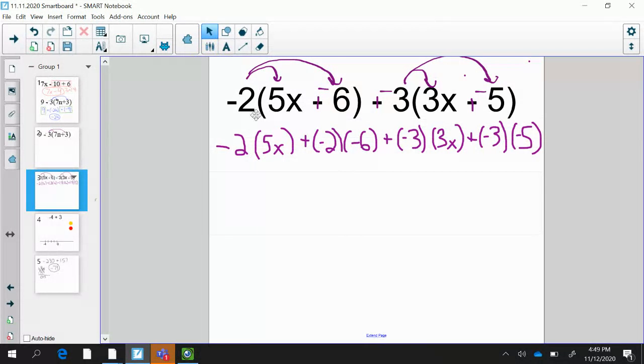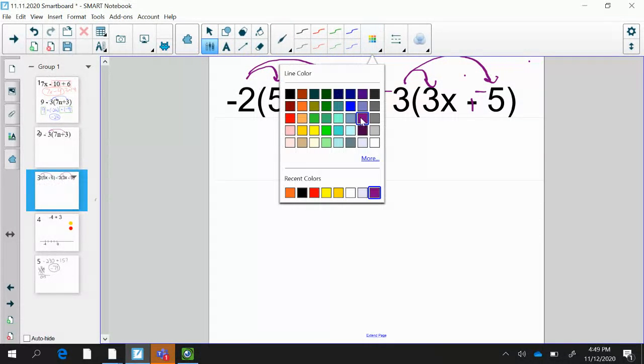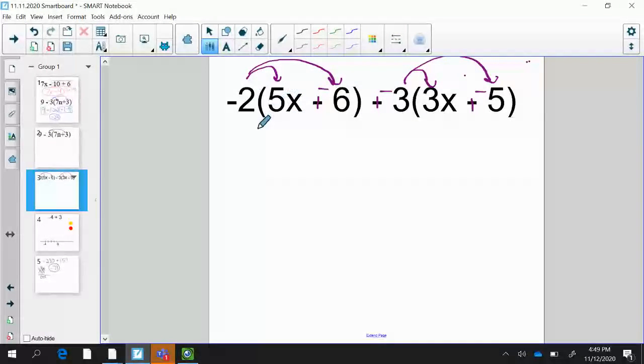If we have kids show the negative 2 going to both, it does muddy up their work a little bit, and we do want to have some number sense where kids are multiplying these numbers, and they know off the bat that a negative 2 times 5x would be a negative 10x. Negative 2 times the 6 is going to be a 12. Keep your plus sign, plus.